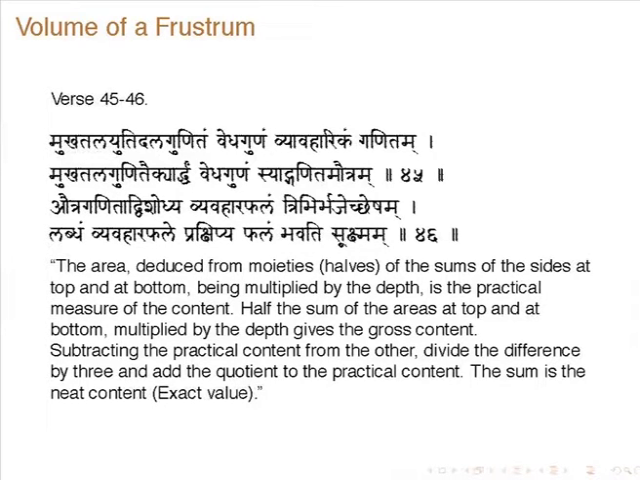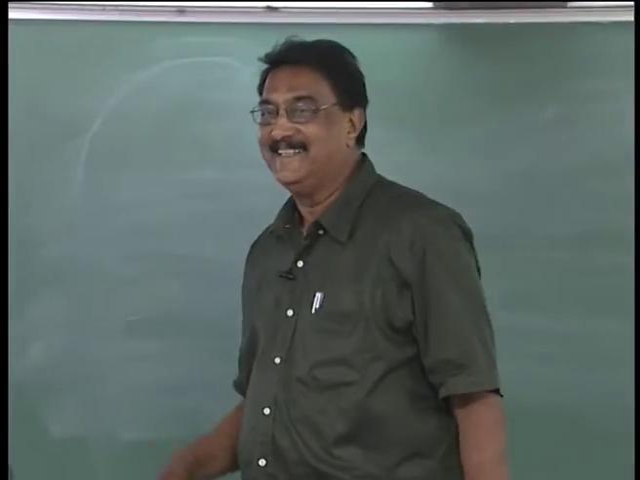The area deduced from the moieties, halves of the sums of the sides at the top and at bottom, being multiplied by the depth is a practical measure of the content. Half the sum of the areas at top and bottom multiplied by the depth gives the gross content. Forget about this moieties, that is some Victorian English, because it is the Colebrooke translation. It means half only.